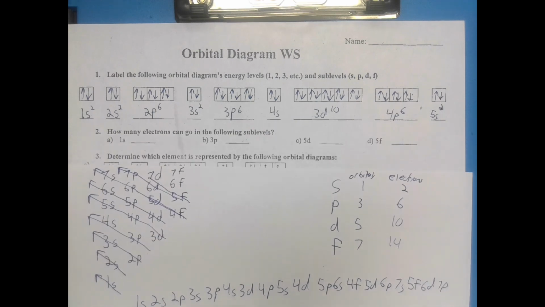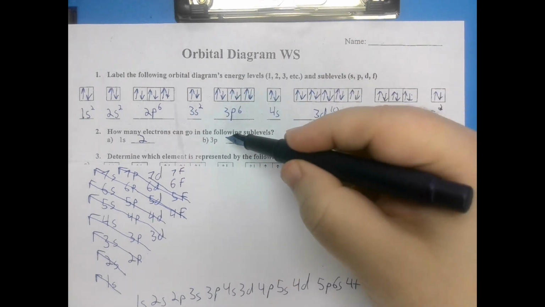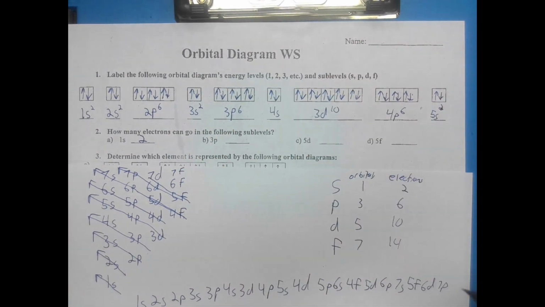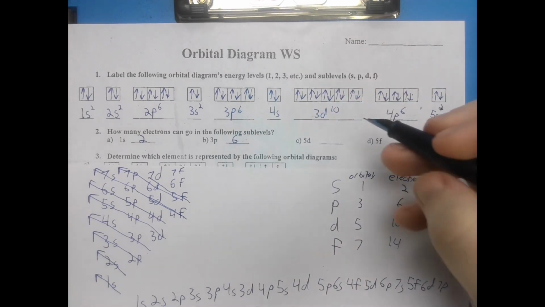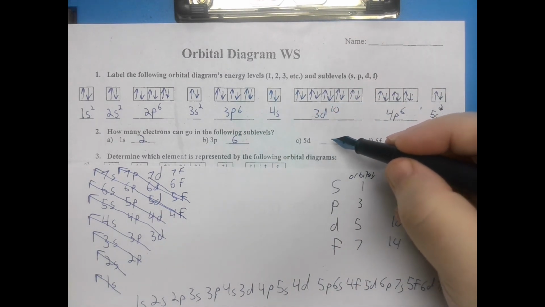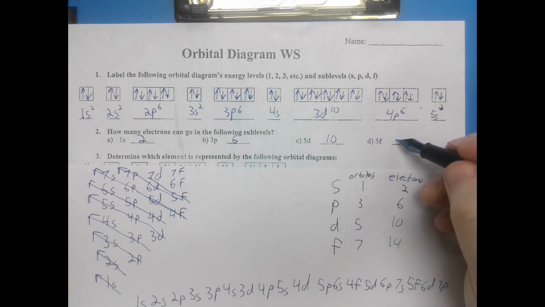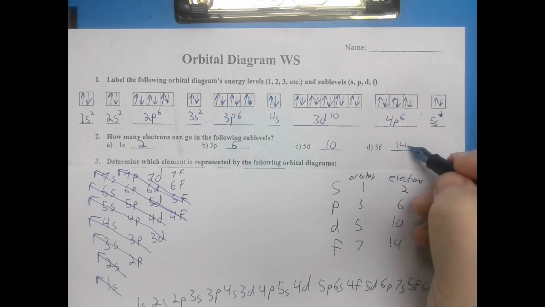So how many electrons can go in 1s? 2. For 3p, you don't really need to know the number. It's just how many can go in all the p's. That'd be 6 per level. For 5d, 10. And for 5f, 14.